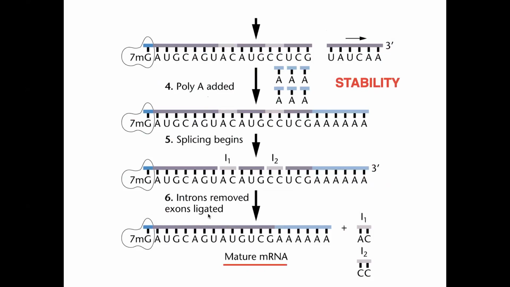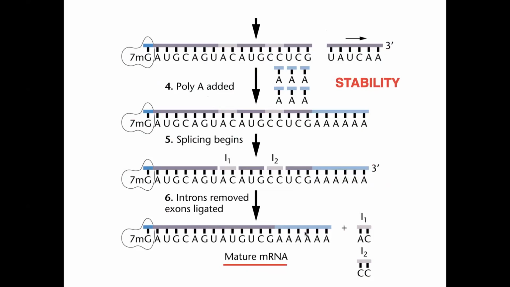In any event, after these 3 processing events occur on that initial pre-RNA transcript, you now have a 5' cap added to the 5' end. You have a trimming and the addition of a poly-A tail to the 3' end of the transcript, and you've removed the introns. So that now mature, what would be described as a mature messenger RNA, can be exported out to the cytoplasm and be utilized by the translational machinery, the ribosome.